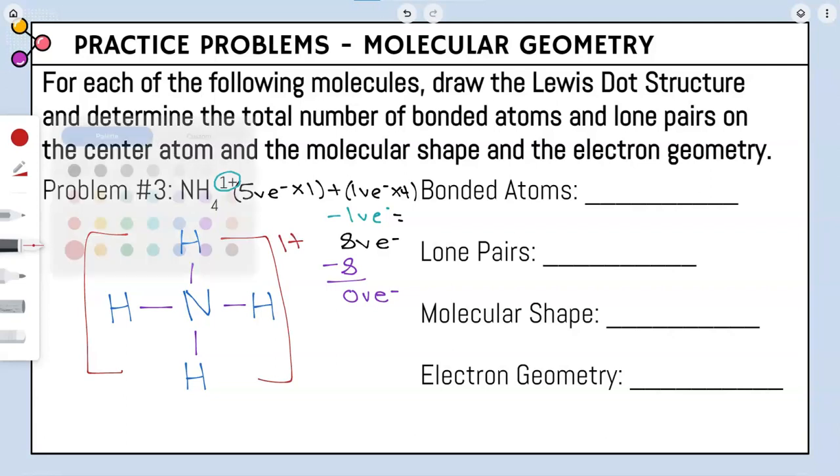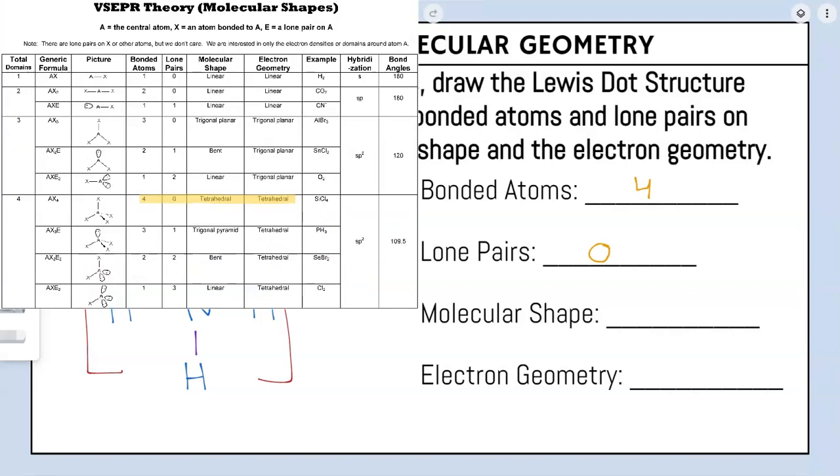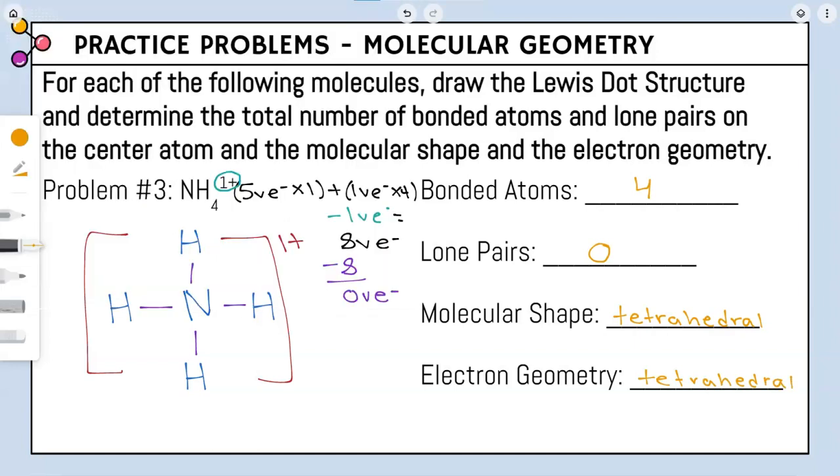So now that we have our Lewis dot structure, we can go ahead and figure out how many bonded atoms and lone pairs a center atom has. Looking at our center atom, we actually have 4 hydrogens bonded to the nitrogen. That means we have 4 bonded atoms. Nitrogen has no dots, so we have 0 lone pairs. So looking at our VSEPR theory chart for 4 bonded atoms and 0 lone pairs, both the molecular shape and the electron geometry are going to be tetrahedral. And tetrahedral again. And that is our final answer.